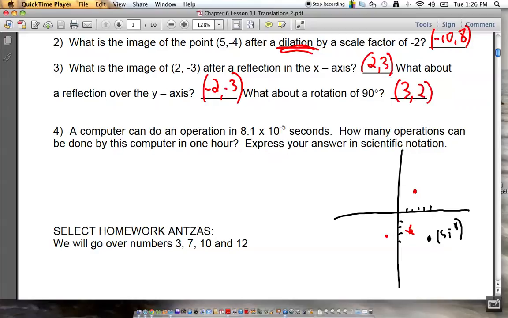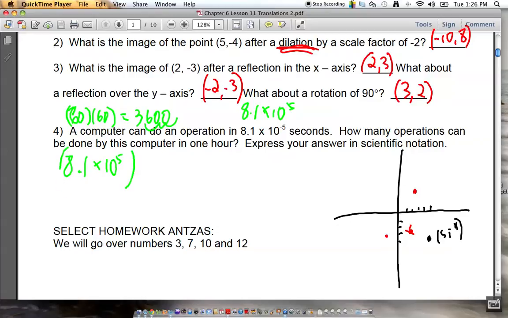The computer can do an operation in 8.1 times 10 to the negative 5th seconds. How many can it do in 1 hour? So we talked about this the other day. This means it can do 8.1 times 10 to the 5th in a second. And then how many seconds are in an hour? The other day we did 60 seconds in a minute times 60 seconds in an hour. That gave me 3,600. Converting to scientific notation, that was 3.6 times 10 to the 3rd.